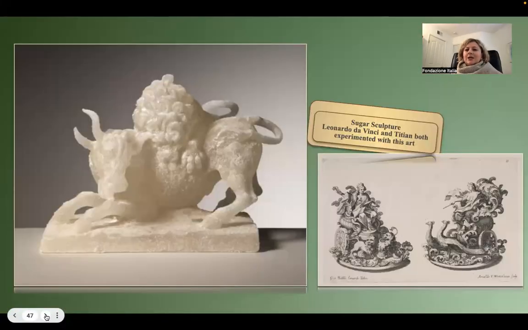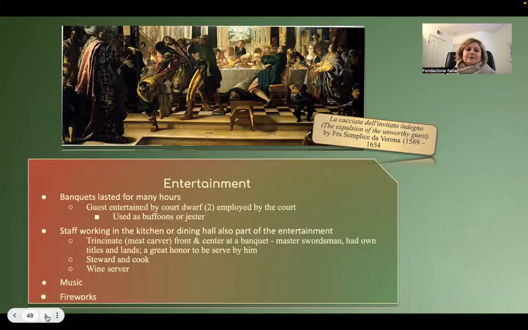More sugar sculptures, with which Leonardo da Vinci and Titian also experimented. They were not edible. They were just for the pleasure of being seen. So, entertainment.